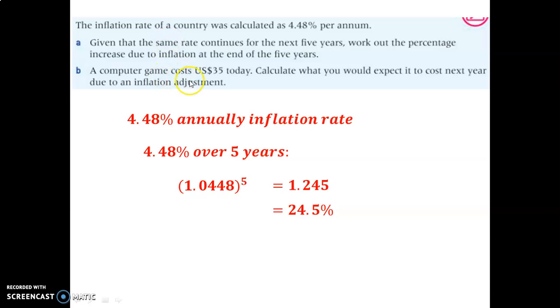Now, second question. A computer game costs $35 today. How much would you expect it to cost next year due to inflation adjustment? So this is not over 5 years. It's just 1 year to the next. So we're going to use this inflation rate. You have your 35, you multiply by 100% and the 4.48% added, so 1.0448, and you get the new price of the game at the end of the year, or next year. All right, that's a simple problem. Just shows you how inflation rates work.